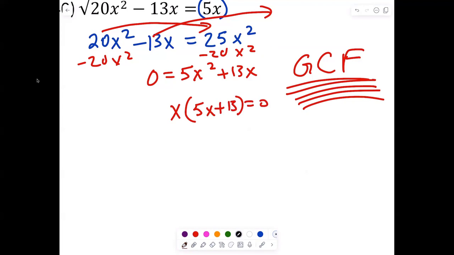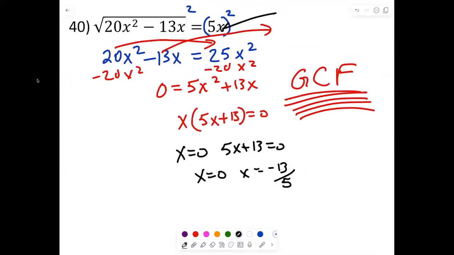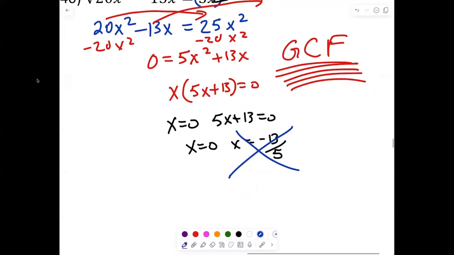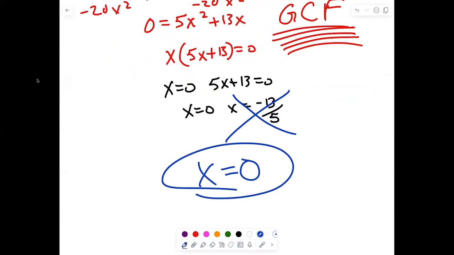Remember, you set the individual factors equal to 0. So x equals 0 or x is equal to negative 13/5. Was x allowed to be negative? No, because there's an x up here. Make yourself a note if you forgot. There's an x up there. X can't be negative. So this is the extraneous solution. So your only answer is x equals what? X equals 0 is your only answer.